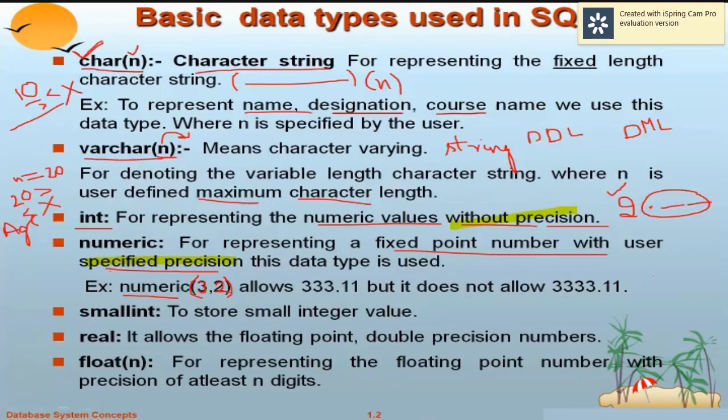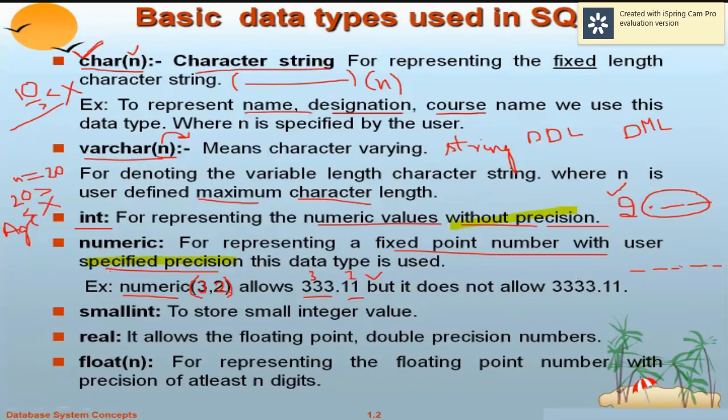That means whatever number I am writing in front of the point should be of a maximum of 3 digits. And whatever I write after the point should be of only 2 digits. Same here, you look here, numeric of bracket 3 comma 2. That means it will allow 333.11 because the number of digits before the point is 3 and the maximum number of digits after the point is 2. So it is allowing this type of number.